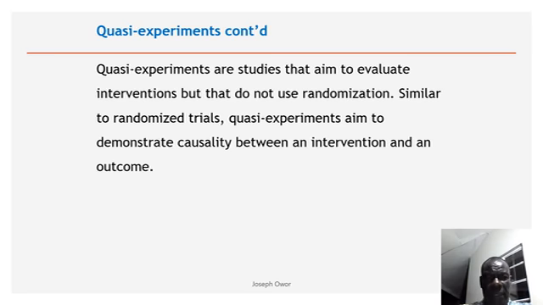So quasi-experiments are studies that aim to evaluate interventions, but that do not use randomization. So similar to randomized trials, quasi-experiments aim to demonstrate causality between an intervention and an outcome. That's the intention, but only that the method is not similar.